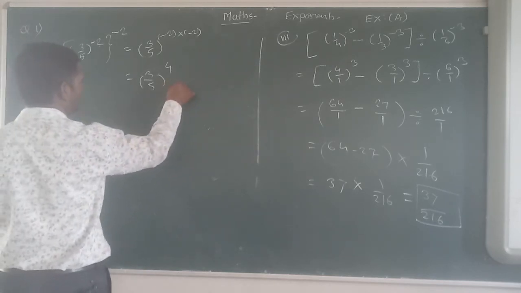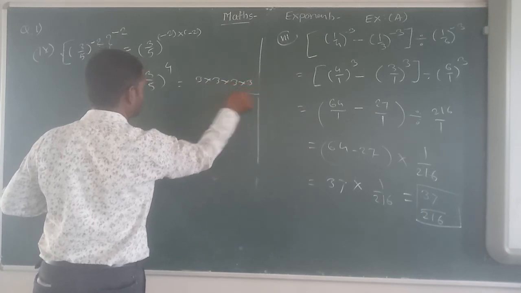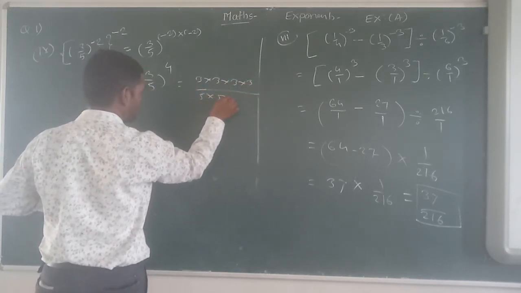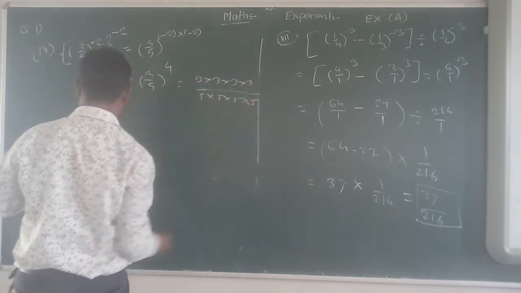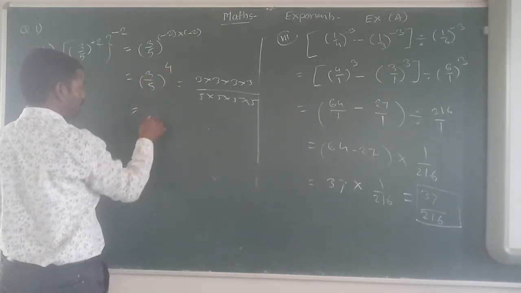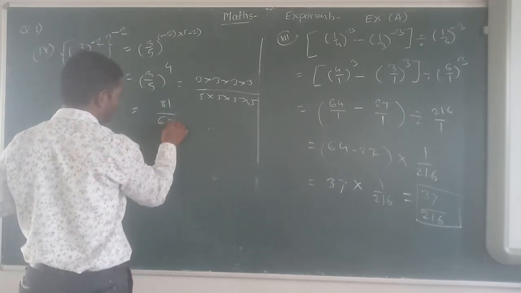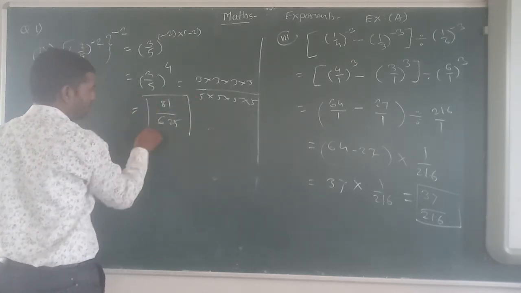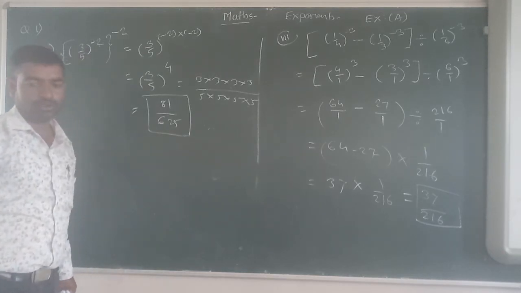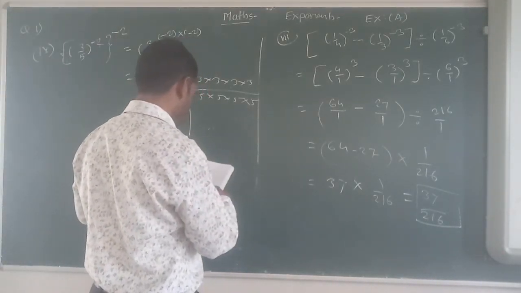So here we can take that. 3 into 3 into 3 into 3. Here 5 into 5 into 5 into 5. So which will be, 3 to the power 4 is 81, and 5 to the power 4 is 625. 625. This is your final answer. Got it now? Now after that we will take the question number 11.